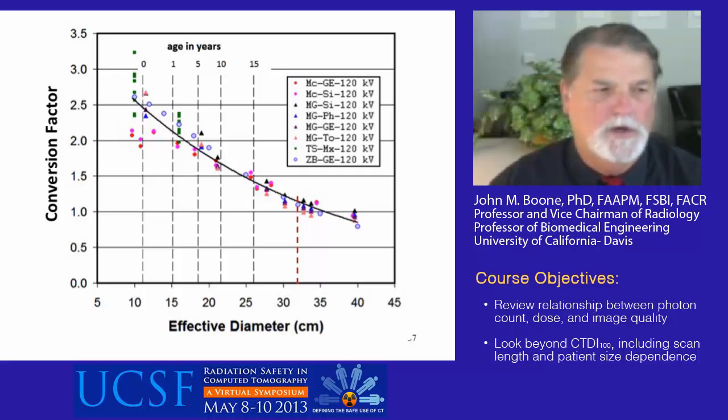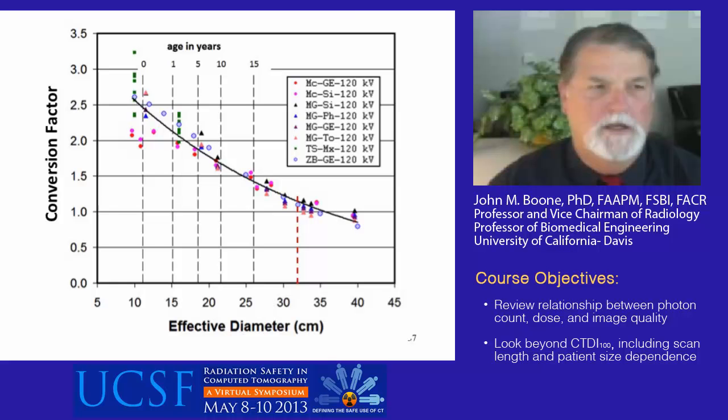You look to this curve for a conversion factor. You multiply that by the CTDI vol reported for that patient's scan, and that is a better estimate that takes into consideration the patient's size of the mean dose in the scan volume for that patient.